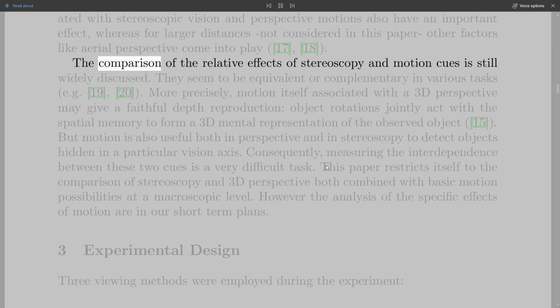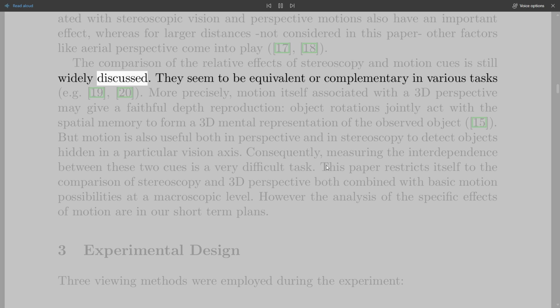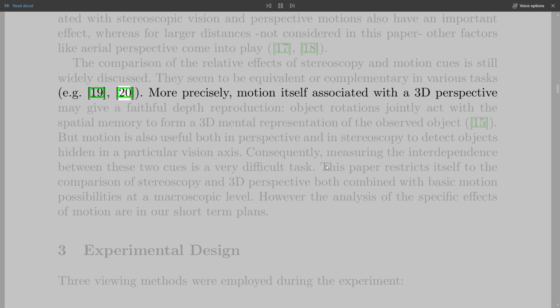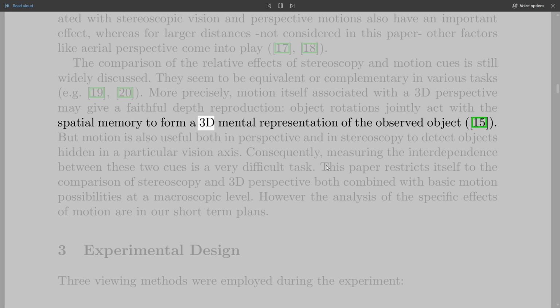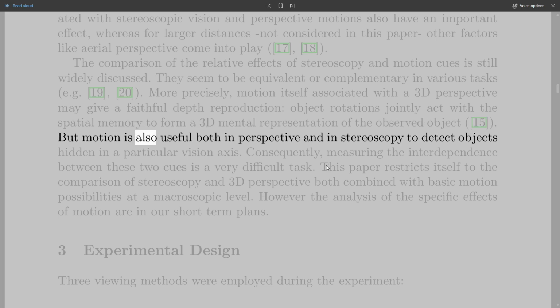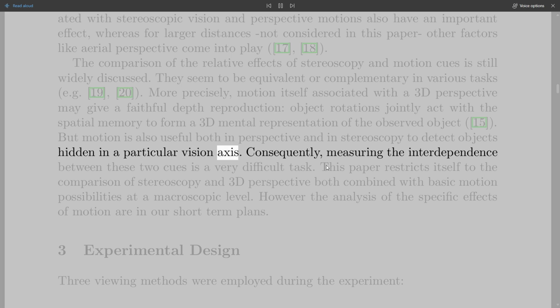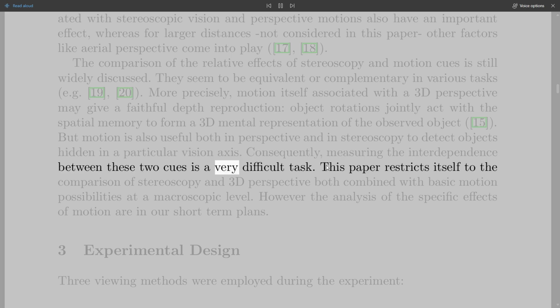The comparison of the relative effects of stereoscopy and motion cues is still widely discussed. They seem to be equivalent or complementary in various tasks. More precisely, motion itself associated with a 3D perspective may give a faithful depth reproduction. Object rotations jointly act with the spatial memory to form a 3D mental representation of the observed object. But motion is also useful both in perspective and in stereoscopy to detect objects hidden in a particular vision axis. Consequently, measuring the interdependence between these two cues is a very difficult task.